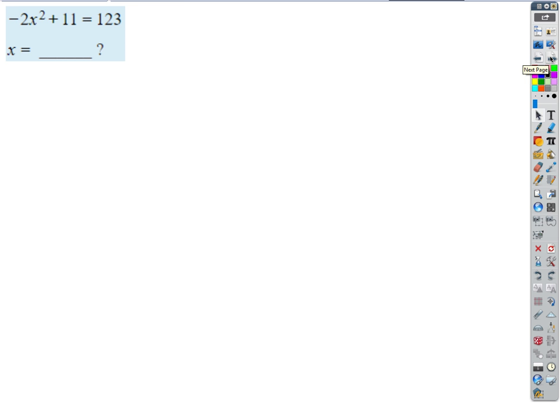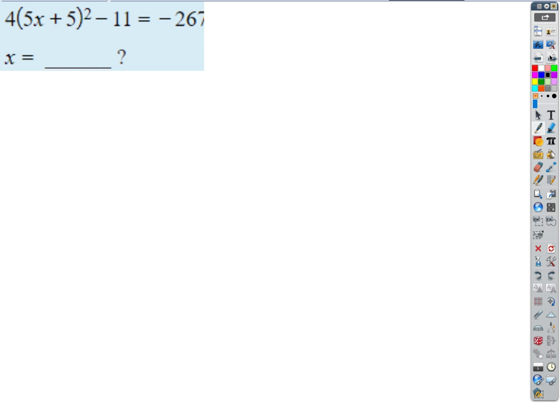How about this guy? Actually, I'm going to skip up to that guy. I want to get you working on this stuff. So what am I going to do here? Add 11. That's supposed to be a 7. So that gives me 4 times 5x plus 5 squared equals, what's -267 plus 11?